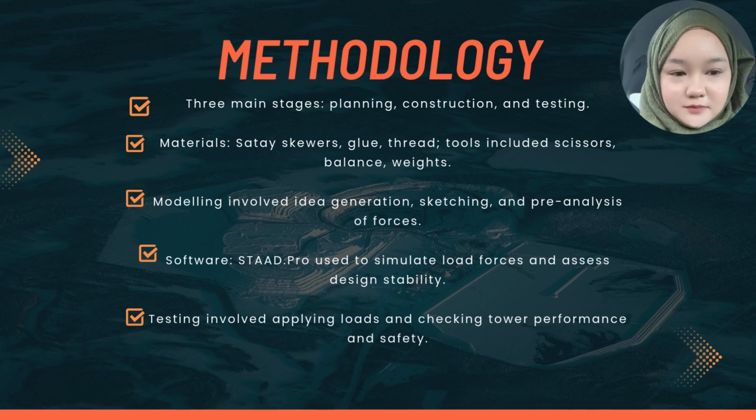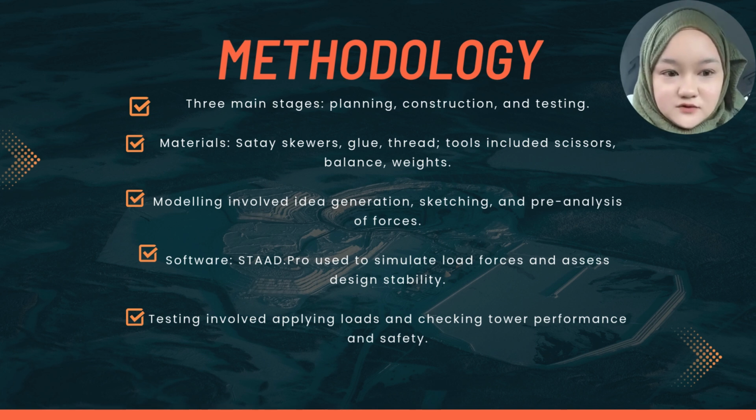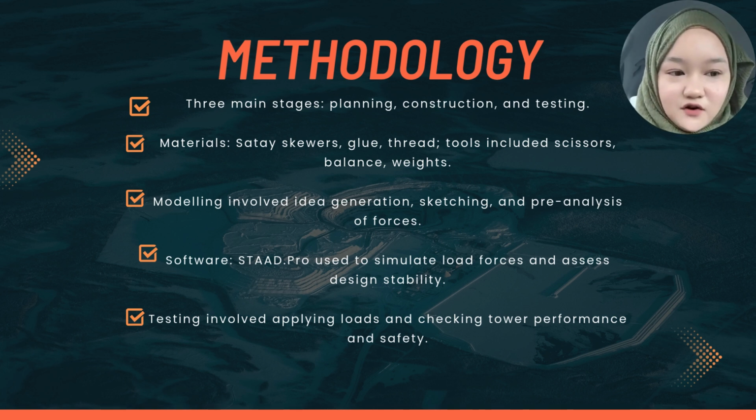Next, for the methodology part, our project was divided into 3 main stages, which are planning, construction, and testing. During the planning phase, we searched for design ideas and drew a 3D sketch of our truss tower. We also performed a pre-analysis to estimate internal forces and choose the best structure. For construction, we used satay skewers, glue, and thread as our main materials. Before building, we inspected the satay sticks to ensure their quality, then carefully measured, cut, and joined them using glue and thread for better stability.